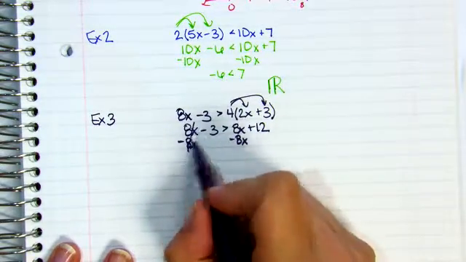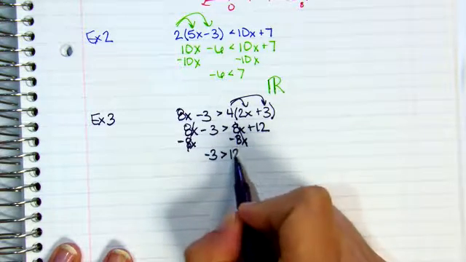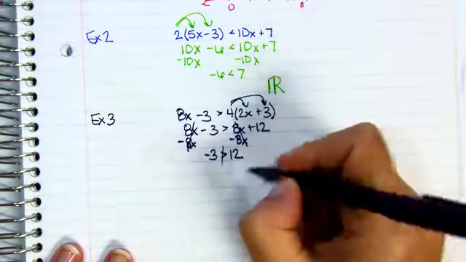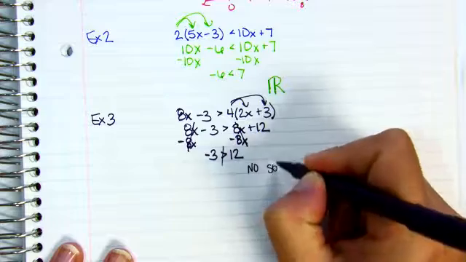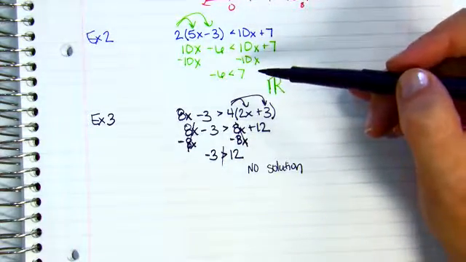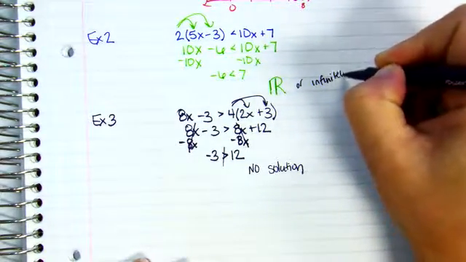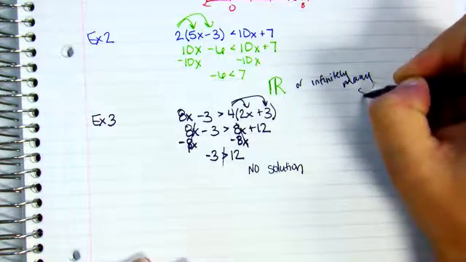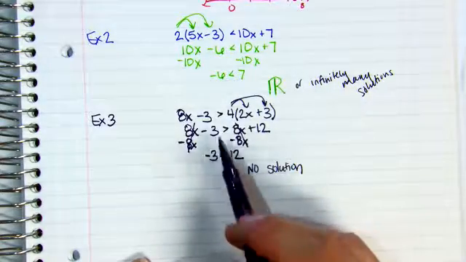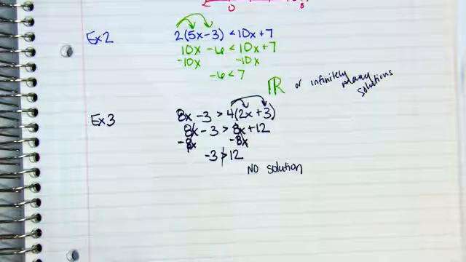So over here, I have 0 minus 3, which is negative 3, and that's greater than 12. Negative 3 is never greater than 12. That's not possible. So in this case, my answer would be no solution. So if you get an inequality that's true, your answer is all real numbers or infinitely many, which means you can put anything you want in for x and it will work. In this case, no matter what you put in for x, you'll never get something that's true. So we'd say no solution for that one.